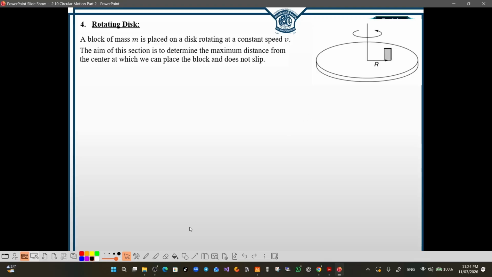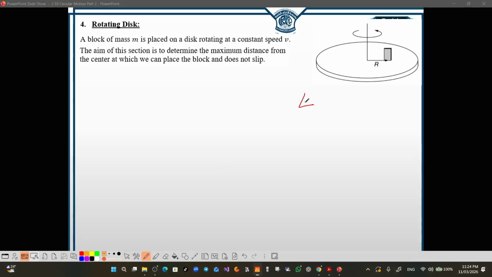But for another observer not on the disk, it will appear that the block with the disk are forming one body and they are rotating in this way with the same speed.